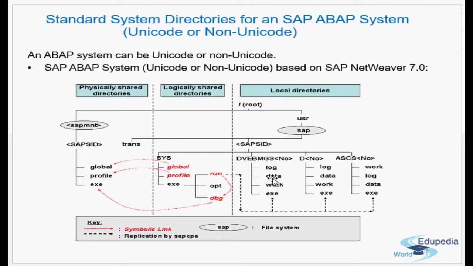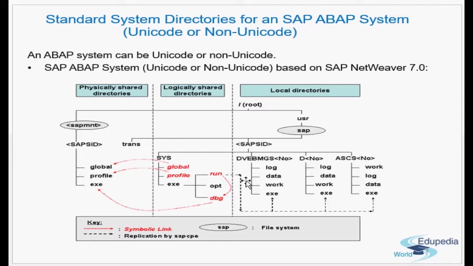Okay, so this is the primary application server where you have all the services, DVEBMGS and the instance number. Similarly, you have the other application servers, which start with D and the instance number. And this ASCS is the central services instance, with the instance number. So this is the naming convention. In each of these directories we have 4 subdirectories: log, data, work, exe.